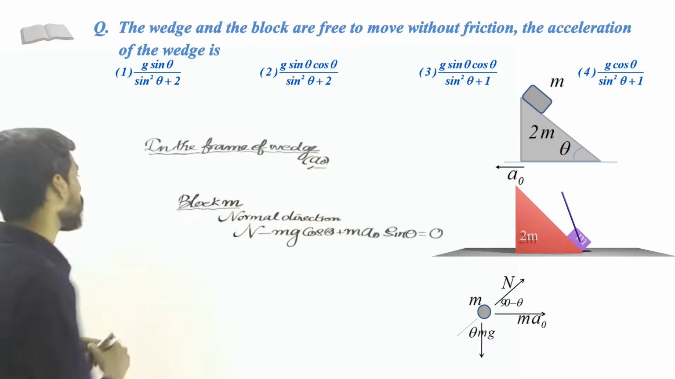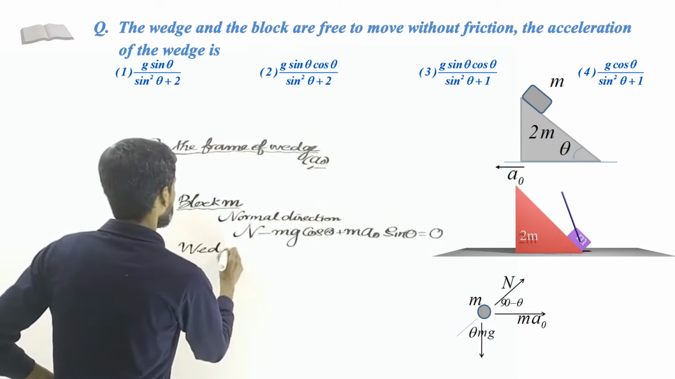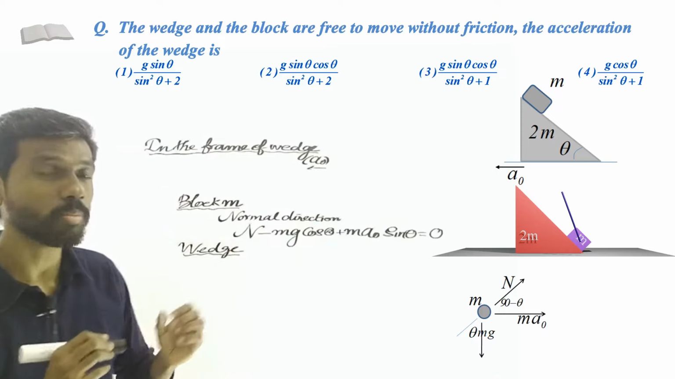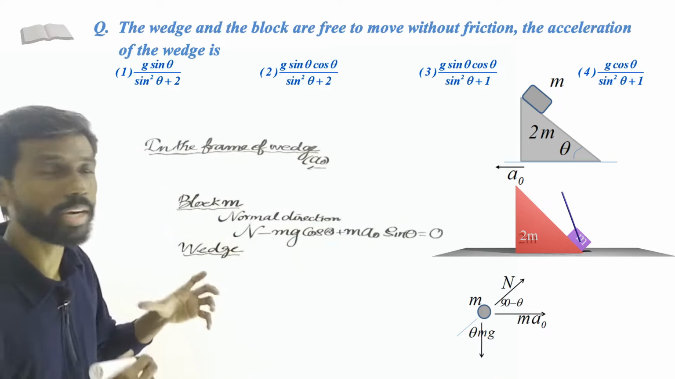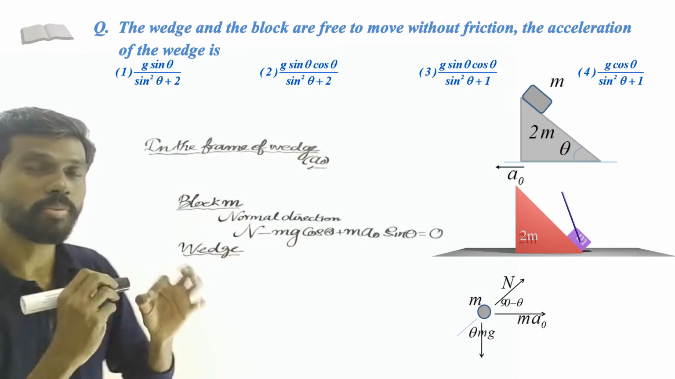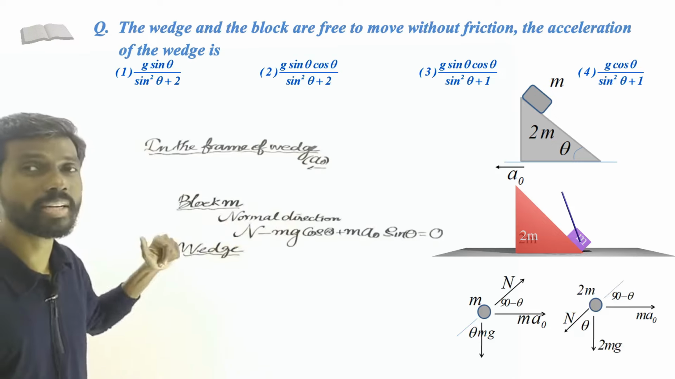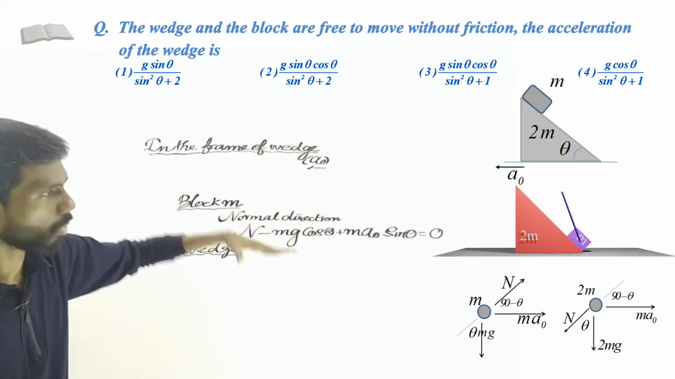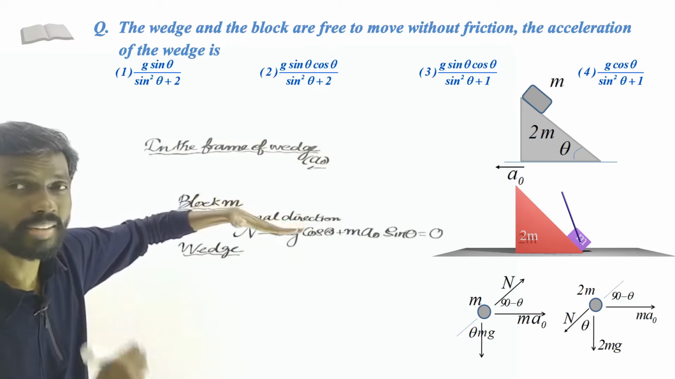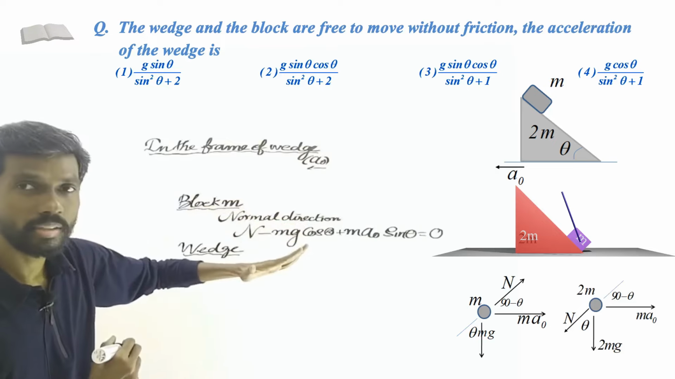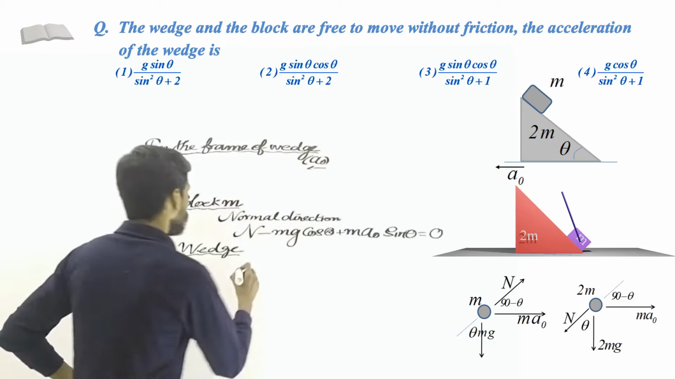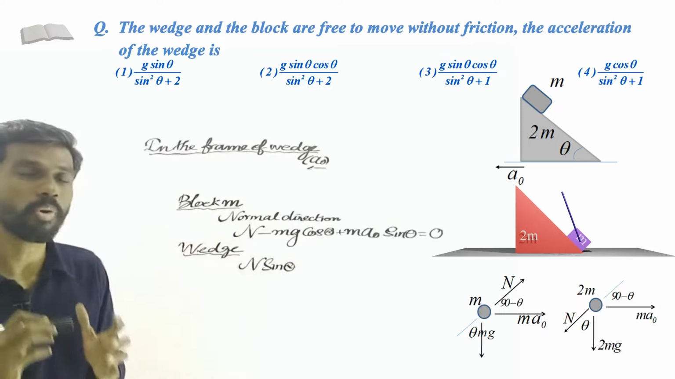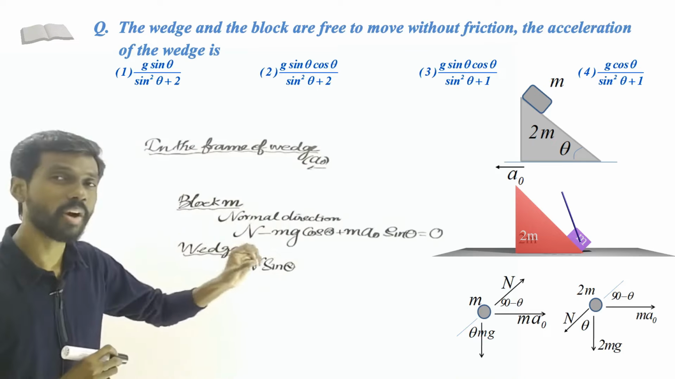Okay, done. Now similarly we have to consider the next object, that is wedge. What are the forces acting on the wedge? See, the wedge is moving in the horizontal direction. Let us take the component of the normal force. The only force acting on this wedge in the horizontal direction is the normal force, its component, right? Normal in this direction, so take its component. This angle with the horizontal is 90 minus theta, so N cos 90 minus theta, or N sin theta, right? So that is N sin theta. That is the only force acting on this wedge in the horizontal direction.